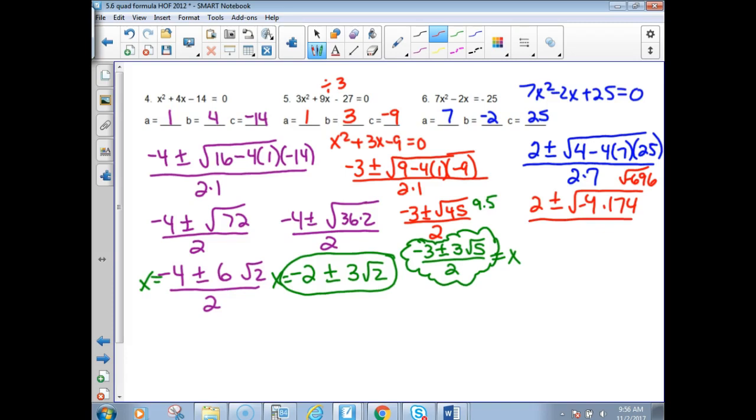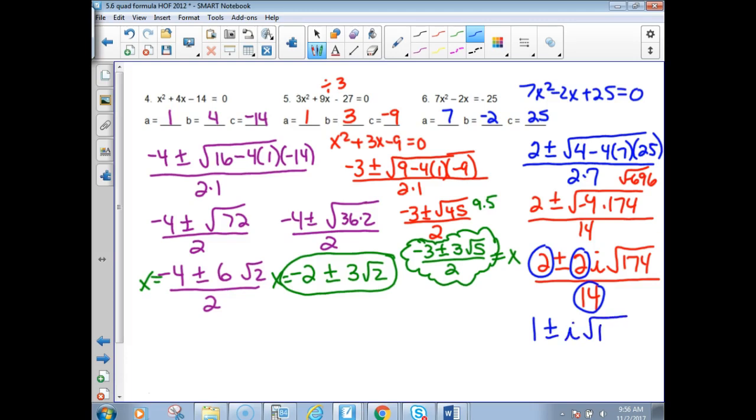Okay, so I broke it down into negative 4 times 174, and the bottom's 14. I can take the square root of the negative 4, it's 2i. And then I got times the square root of 174, all over 14. All of these guys are even. So we can divide by 2, but don't make this one disappear. 2 divided by 2 isn't 0, it's 1. So we have 1 plus or minus i times the square root of 174 all over 7.